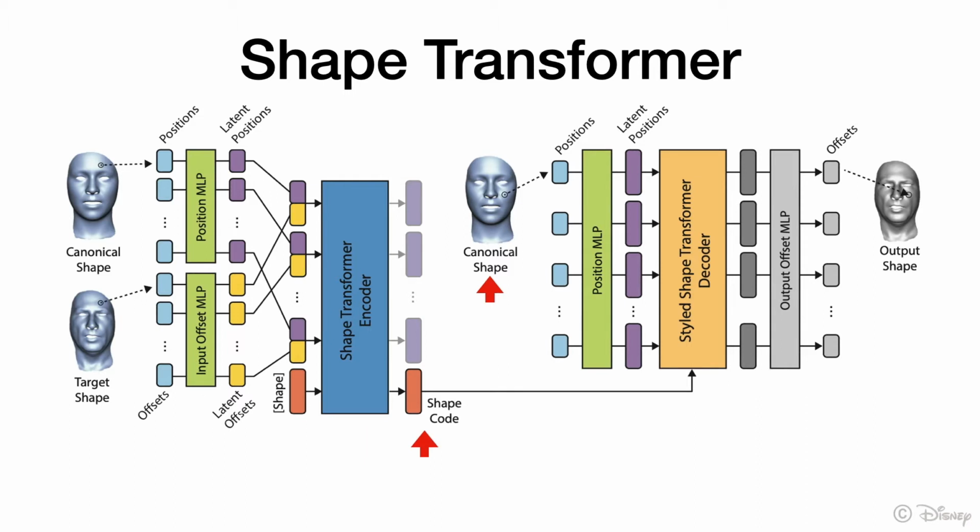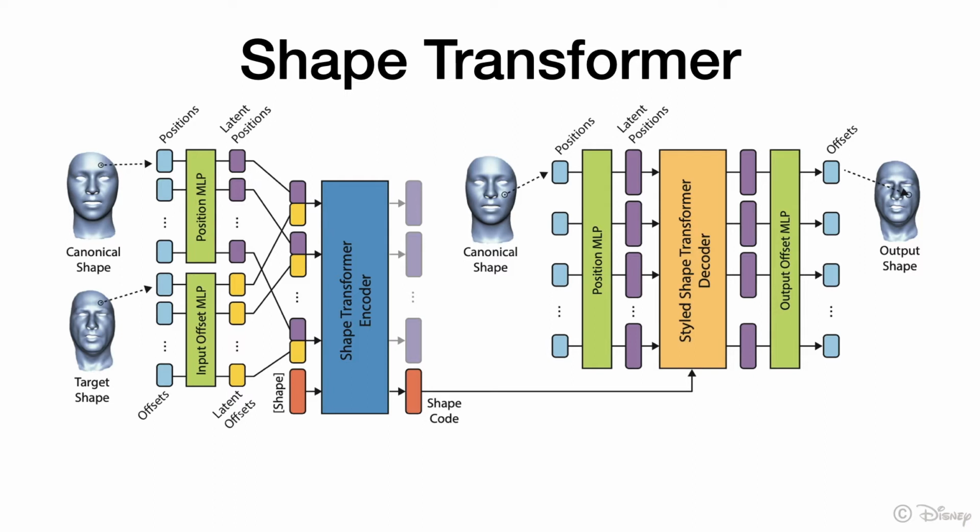The decoder outputs a different set of tokens, as in a standard transformer, one for each queried canonical point. Finally, each of these output tokens is independently processed by the output offset MLP to produce the final 3D offsets that are then added to the canonical point, resulting in the decoded 3D points of the output shape.